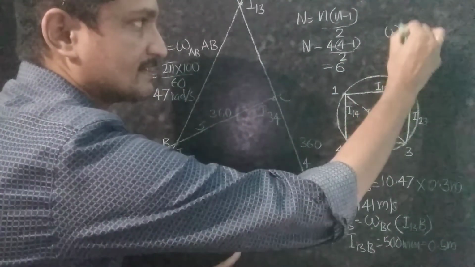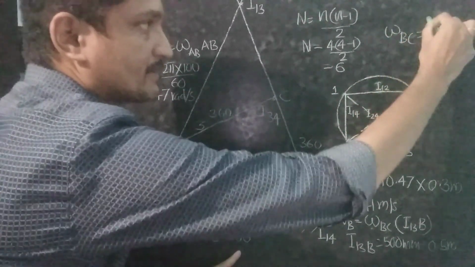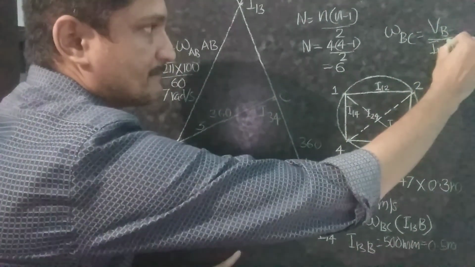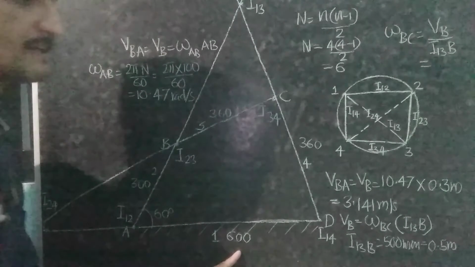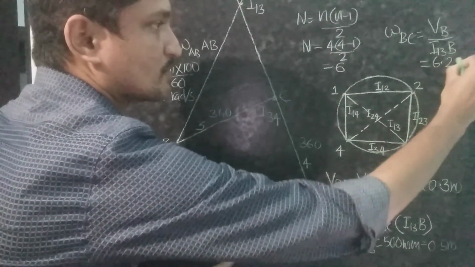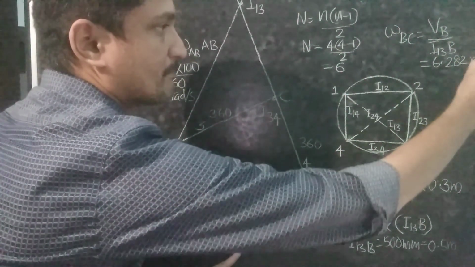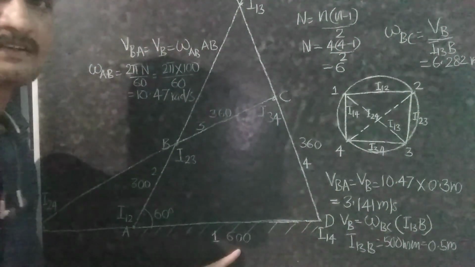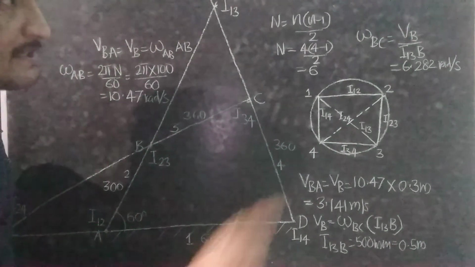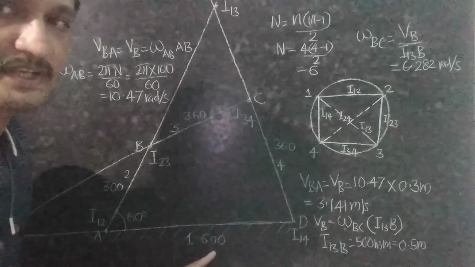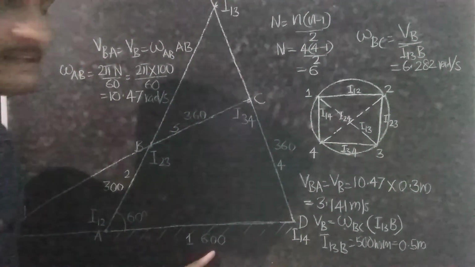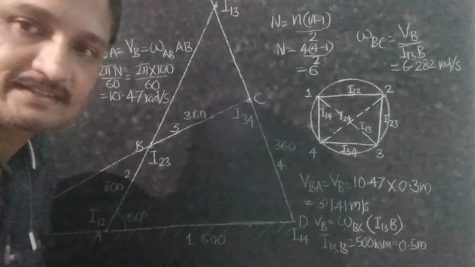Here omega BC is equal to VB divided by I13B, that's equal to 6.282 radian per second. So omega BC is equal to 6.282 radian per second, and that is the final answer.